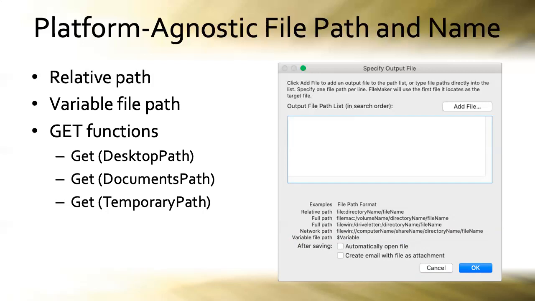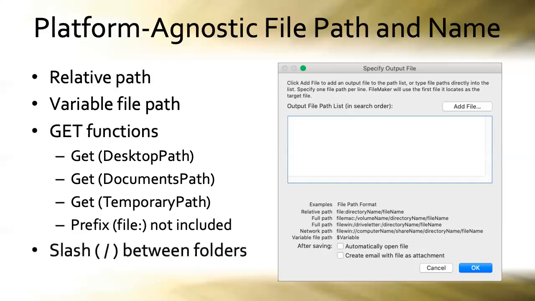Keep in mind that the prefix is not included when we use these three get functions. So we're going to need to remember to use file : the prefix, manually as part of our formula. And then lastly, we'll use forward slashes to separate folder names from other folder names and file names, which is different than Windows, which uses a backslash, or than a Mac, which uses a colon. Forward slashes between folders is called the FileMaker path style, right? That's the way FileMaker generates a path or enunciates a path.